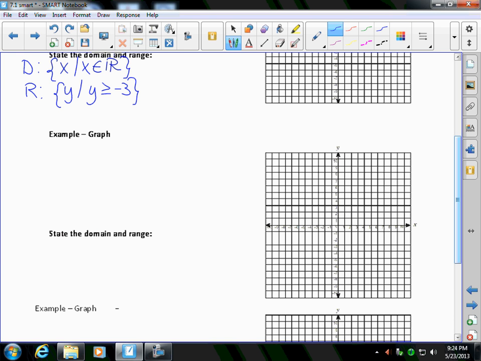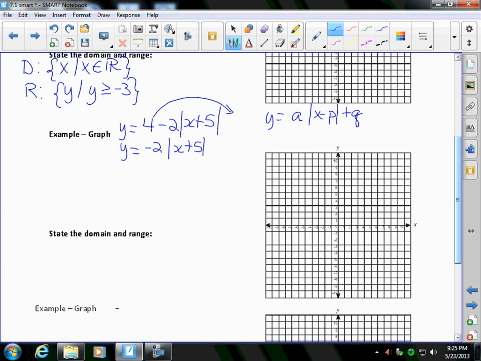So if I graph y is equal to 4 minus 2 times the absolute value of x plus 5, I want this to be in the form y is equal to a absolute value of x minus p plus q. I didn't put the plus or minuses in because you don't need to when you're doing the general form. So what this means is my 4 is in the wrong spot. I need to move it. So this is negative 2 absolute value of x plus 5 plus 4. I haven't moved it over an equal sign, so I don't change that positive 4 to a negative 4. It just stays a positive 4.